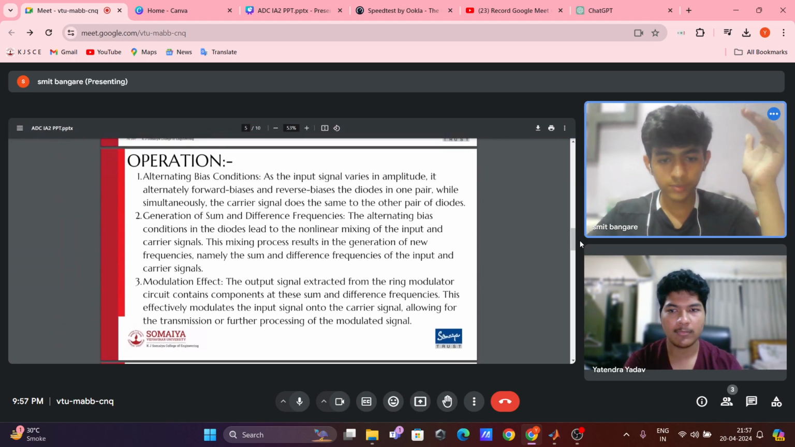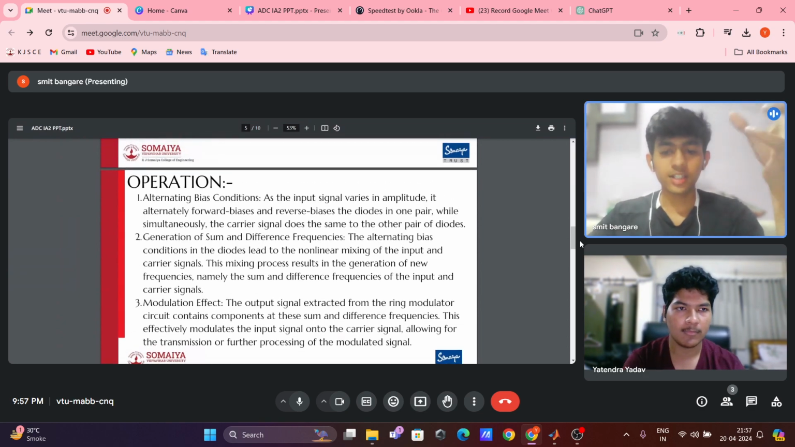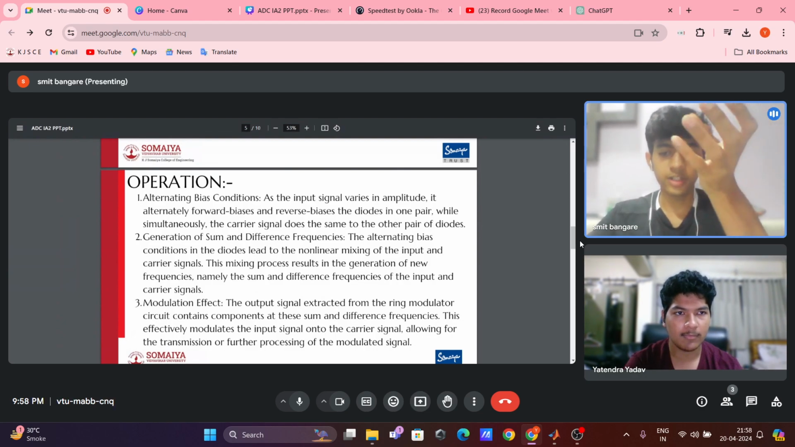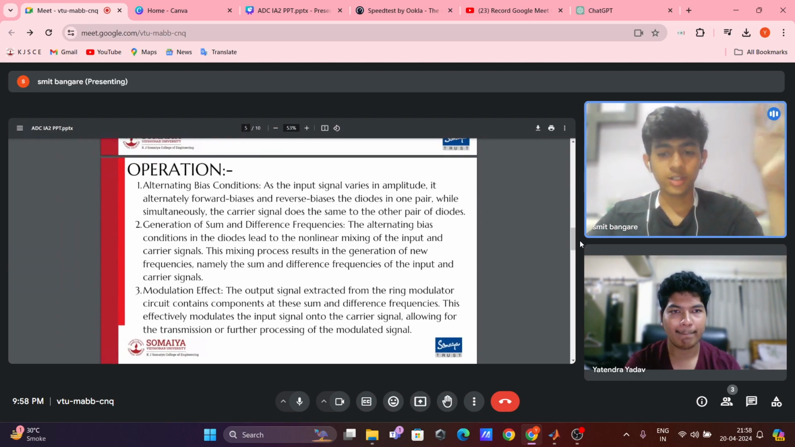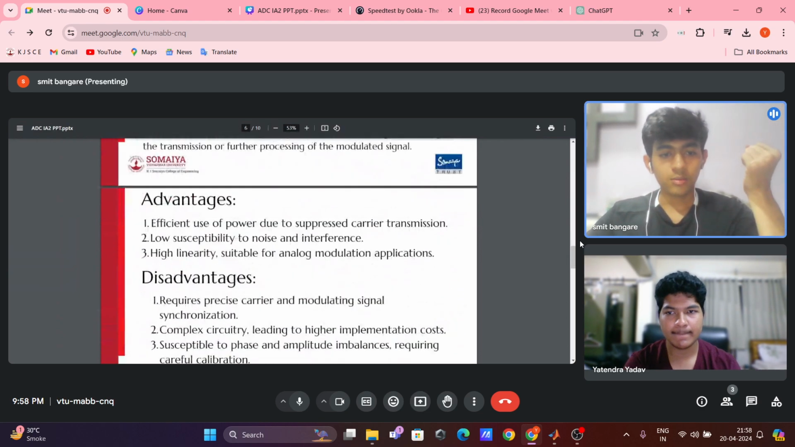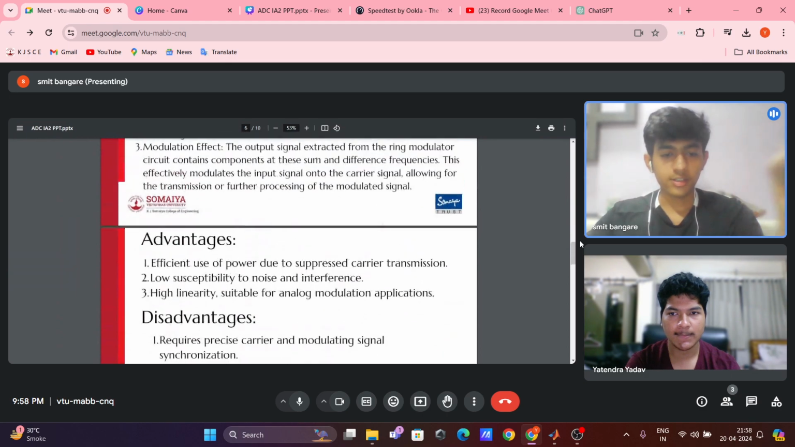The output signal extracted from the ring modulator contains components at the sum and difference frequencies. These effectively modulate the input signal onto the carrier signal, allowing the transmission or further processing of the modulated signal. Moving forward to the advantages and disadvantages.